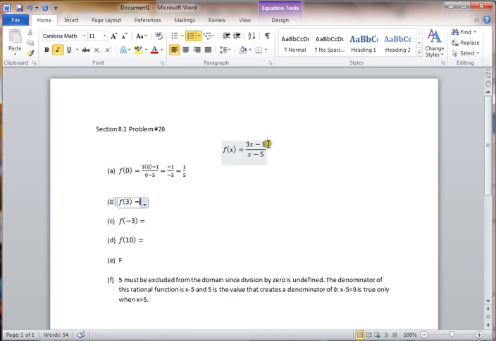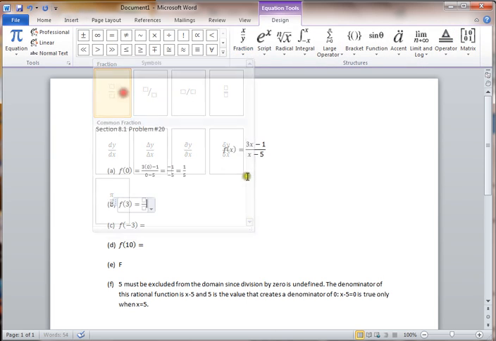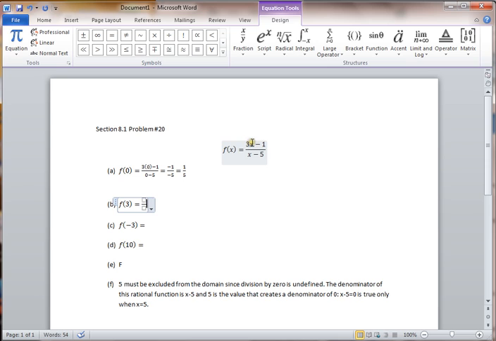This time I'm going to just skip a few steps because I think you get the gist of what's going on. So we'll just put in our rational expression. Plugging in 3 for x, you get 3 times 3, which is 9, minus 1 gives us an 8. And on the bottom, you have 3 minus 5, which gives you minus 2. And if you simplify that, you just get the value of minus 4.